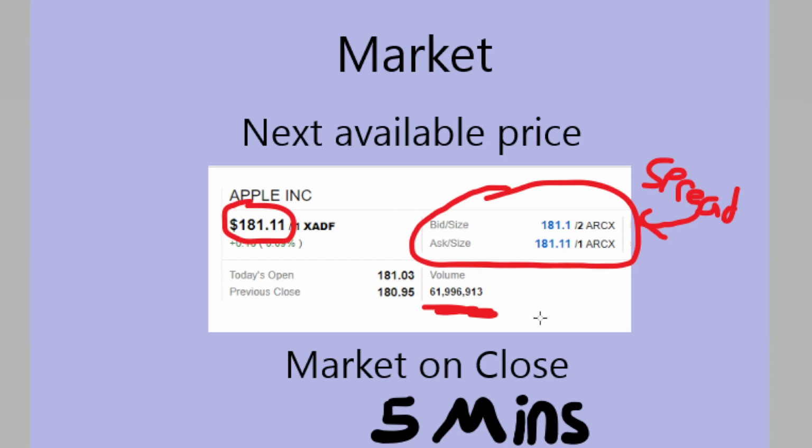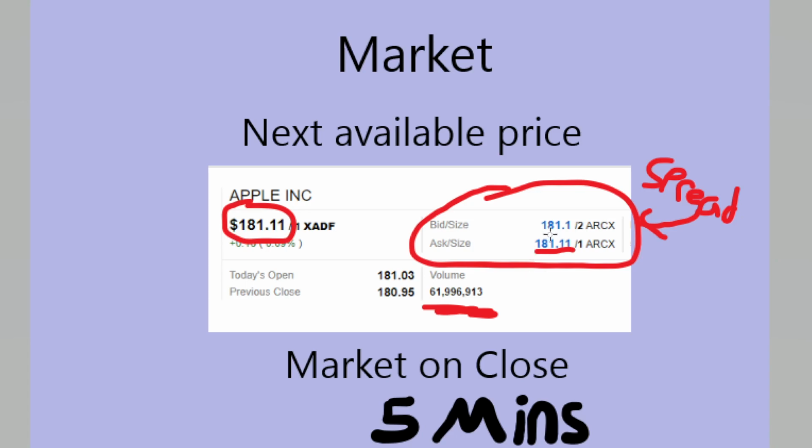So that spread, which obviously isn't bad on some stocks like this, is what you need to consider, right? Your bid is where you're selling it at. Your ask is where you want to buy it. If you wanted to buy 100 shares of Apple right now, you know what you've got to pay? $181.11. Okay, that's what you've got to pay for it.